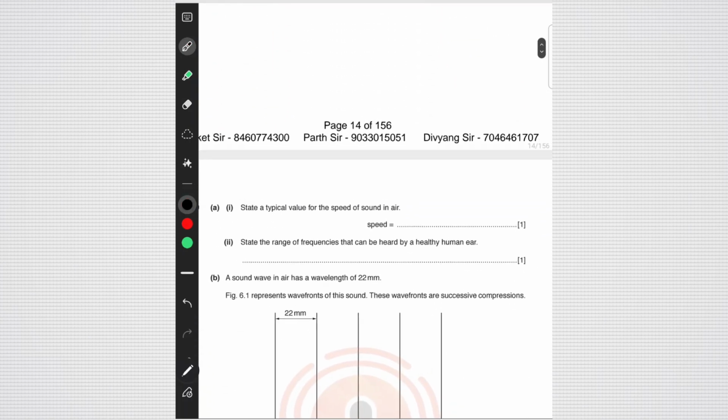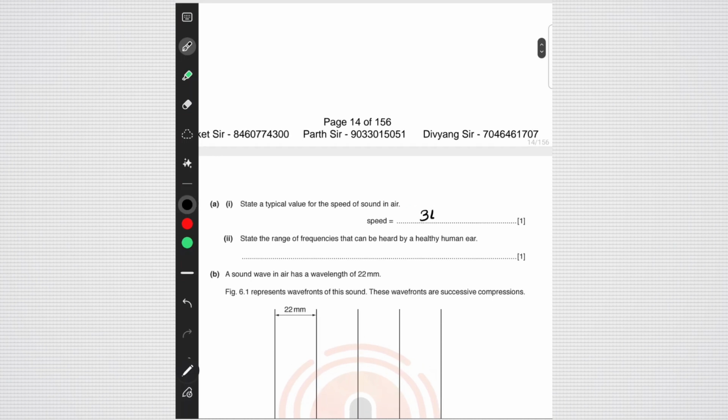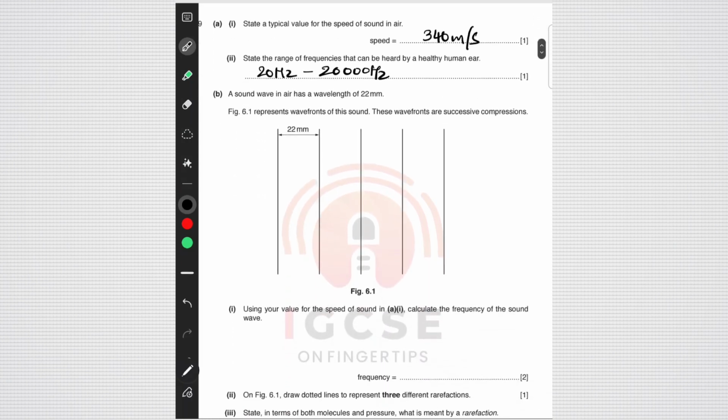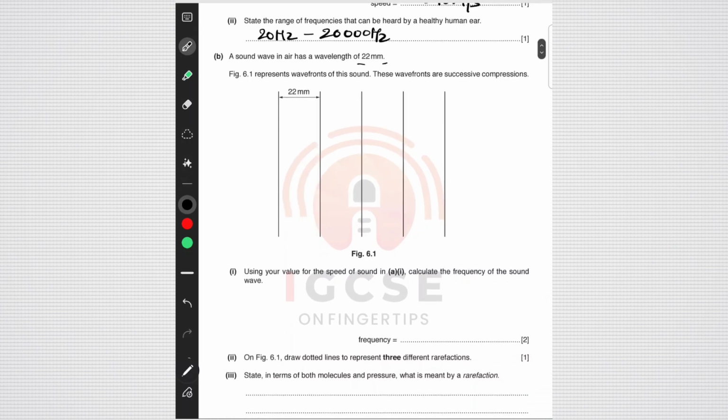Then state a typical value for speed of sound in air, 340 meters per second. If you write 330, it's okay. If you write 335, it's okay. State the range of frequency that can be heard by a human healthy ear, 20 hertz to 20,000 hertz. A sound wave in air has a wavelength of 22 millimeter. Figure 6.1 represents wavefronts of this sound. These wavefronts are successive compressions.